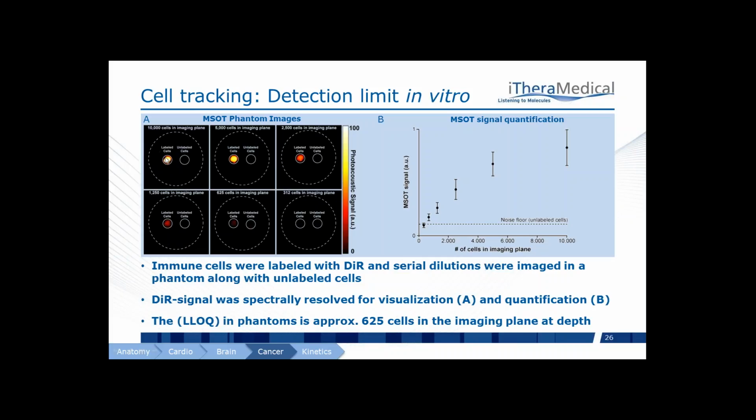see the MSOT signal. Here we have used 2-fold serial dilutions, and we continue to dilute until we don't see the signal anymore. We can still clearly detect the signal with only 625 cells in the imaging plane, which is a very good lower limit of quantification compared to other imaging modalities such as MRI.